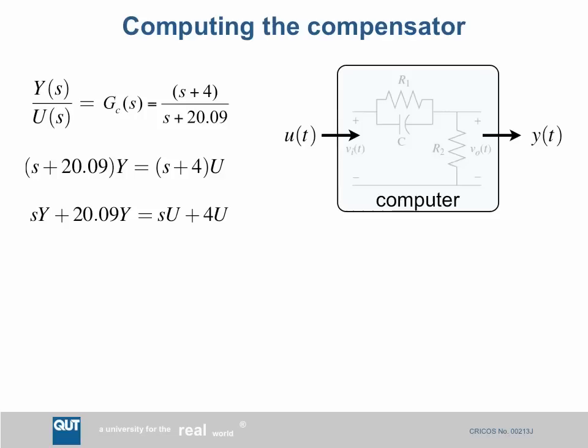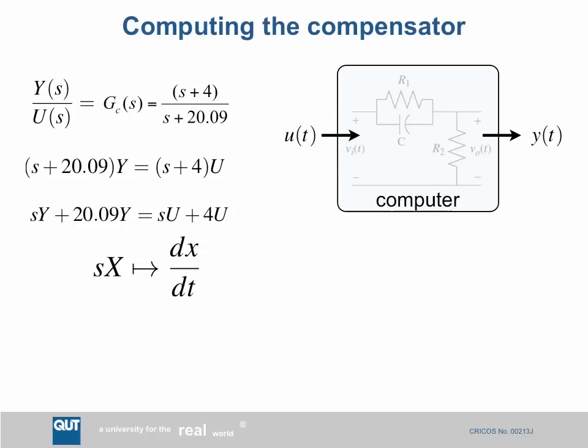So last time, when we were talking about how to compute a compensator, we took a transfer function, Y over U equal to (s plus 4) over (s plus 20). We rearranged it and got it into this form here. Then we introduced a substitution: the Laplace variable s is equivalent to the derivative operator. So where we wrote sY before, we can replace that with the derivative of y with respect to t.